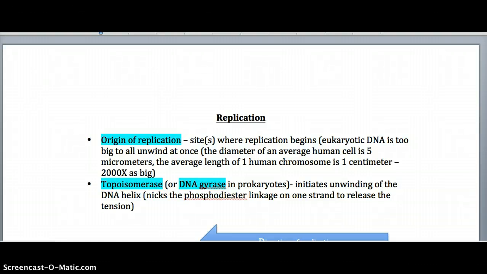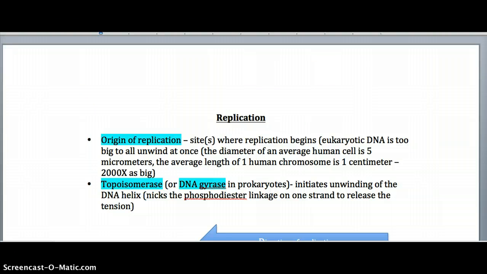phases that in S of interphase, the chromosomes duplicate so that there are two sets to pass on to the daughter cells, and replication is the process that the DNA undergoes to make those two sets of chromosomes of DNA to be able to pass on to the daughter cells.